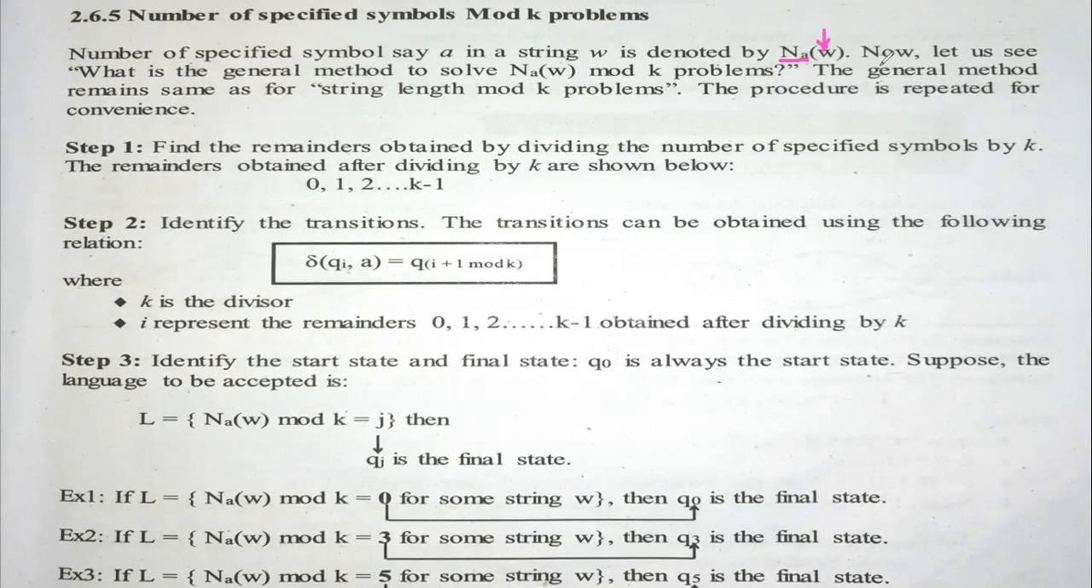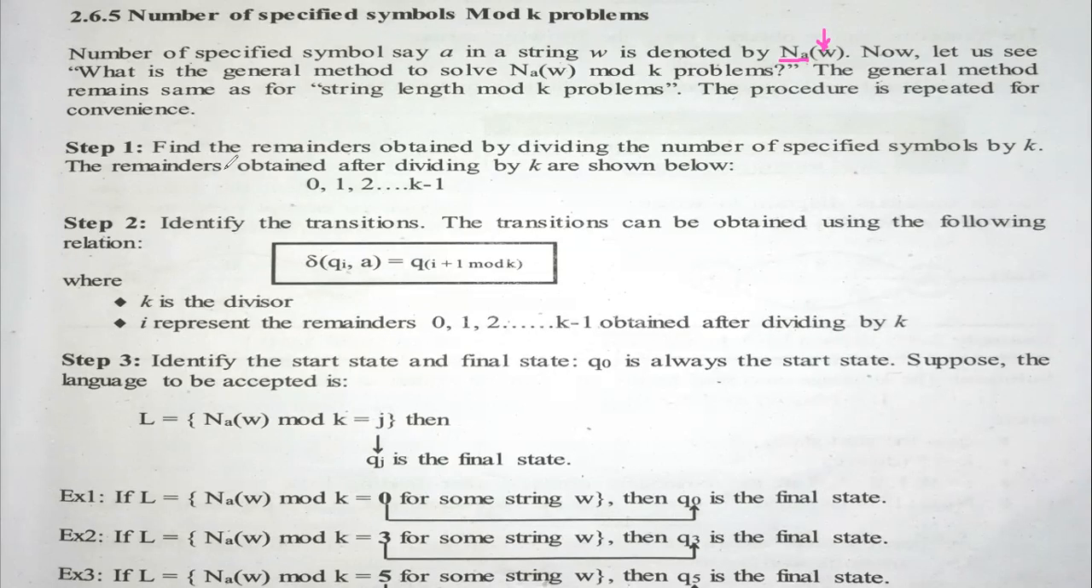Now let us see the general method to solve number of A's mod K problems. The general method remains the same as for the string length mod K problem, which we discussed in the previous lecture. The procedure is repeated for convenience. We need to repeat certain steps multiple times so that we can minimize the complexity of the problem. Clear?